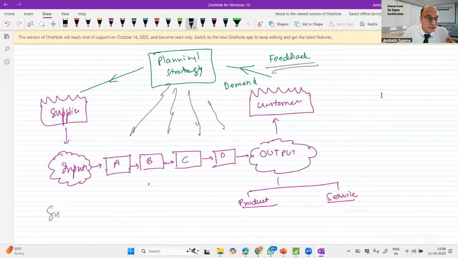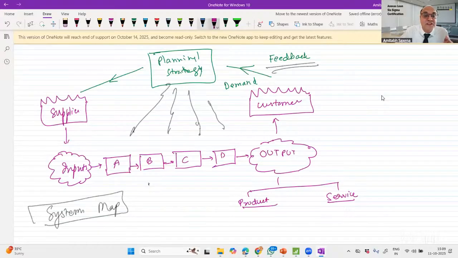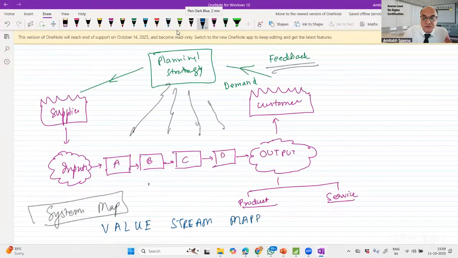This is the system. We also call it a systems map, but can anyone tell me a more popular name for this? Some of you must be knowing. Anyone can tell me the more popular name of this diagram which I have just made? I will not wait for your answer. I'll write it. Value stream mapping. Please remember, value stream mapping. You have learned two important tools, systems map or value stream mapping.